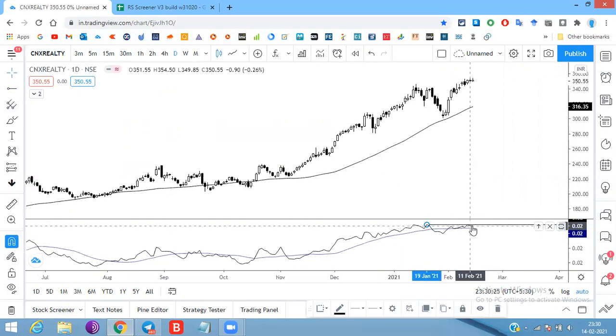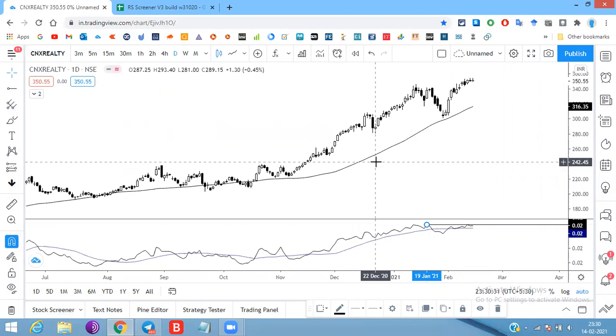If it breaks this horizontal line, we can go on to take trades in Nifty Realty as well. I have a current trade in Godrej Properties and DLF, okay, which is really doing great.